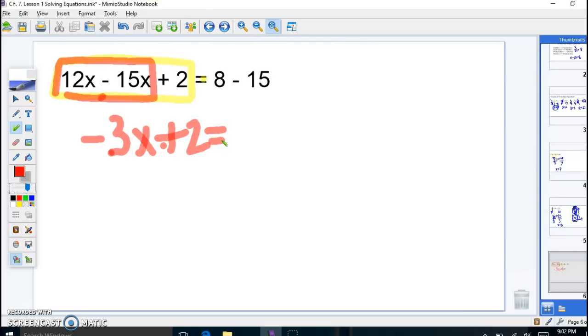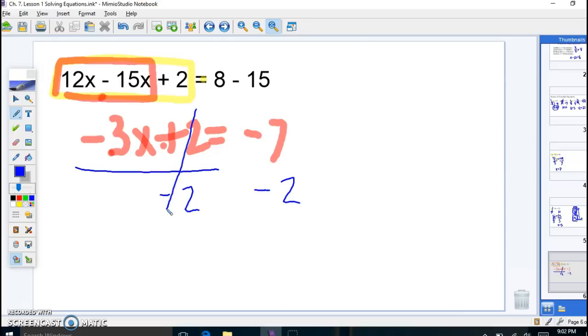And then we also look at the other side of the equal sign. We can simplify that. 8 minus 15 is going to give me negative 7. So then from here, I look at the left side of my equal sign again, and there's nothing to combine. So then I think reverse operations. What's the inverse operation of adding 2? Subtracting 2. So we're going to subtract 2 from both sides. That cancels. We didn't touch the negative 3x, so it stays. It just drops down. And negative 7 minus 2 is negative 9.